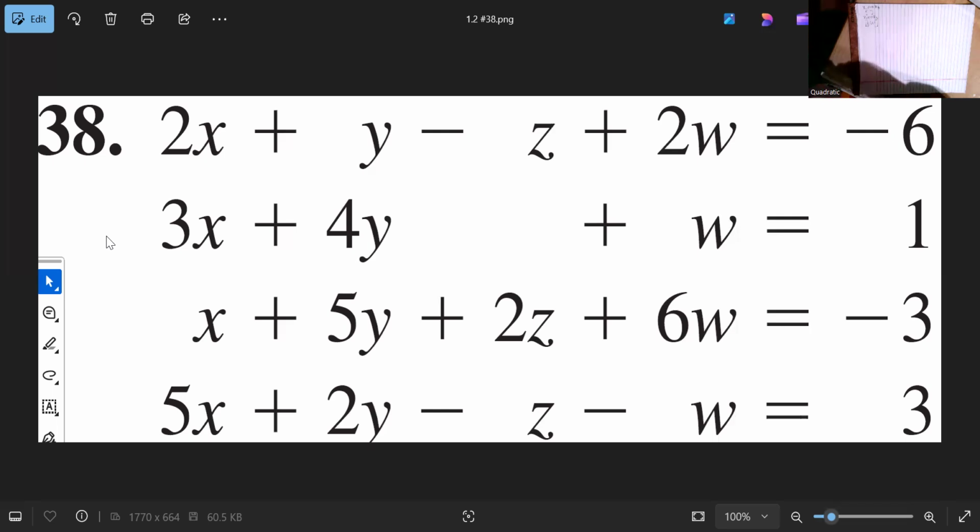So let me go back to my paper. I haven't changed any of the numbers in front of us. All I did was switch things around. But what I'm going to do now is a bunch of operations, and I'm going to do them all at the same time.